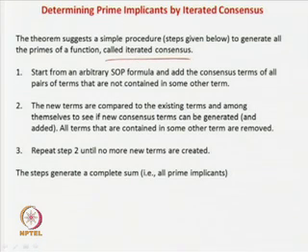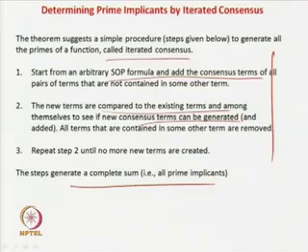So what we do? We start from an arbitrary SOP formula, as I already told you, and add the consensus terms if they were not contained in some other term. Already I told you, that is again repeated. Now the new terms are compared to the existing terms. If some new terms are generated, then you add them and then again go for iterative consensus. And at any point of time, if you find that some term is already inside another term, you eliminate it. So these steps, already discussed, generate a complete sum, or the prime implicants.